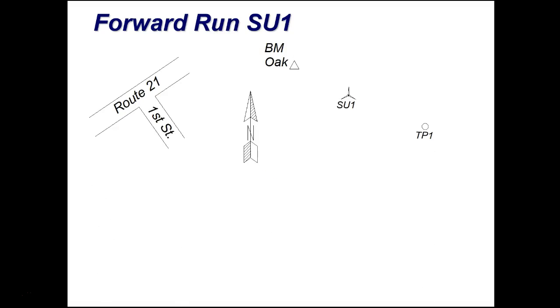So we're doing that forward run. Right there is our benchmark. We're going to take a back sight onto that benchmark. If this is our setup, where our instrument is, we're going to take a back sight. Remember, our forward run is going over this way. Over here is where our elm tree is. So this would be a back sight. That's the first measurement we take, from our instrument setup back onto that benchmark. So a BS on our benchmark oak.